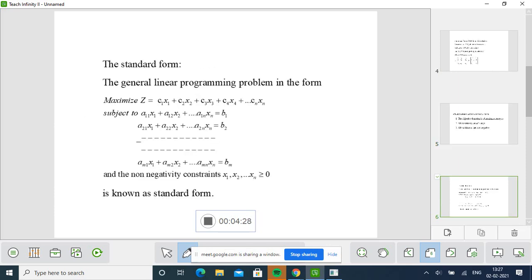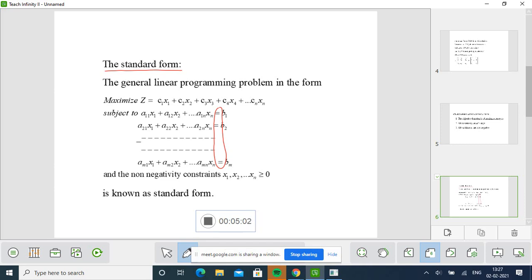What we saw before was the canonical form. What you are seeing now is the standard form. So in the standard form, what is the difference? The problem is maximization only, same as before. Please look at this inequality. There the inequality was less than or equal to. Here there is no inequality. Everything is equality. You have a11x1, a12x2 plus a1nxn equal to b1.